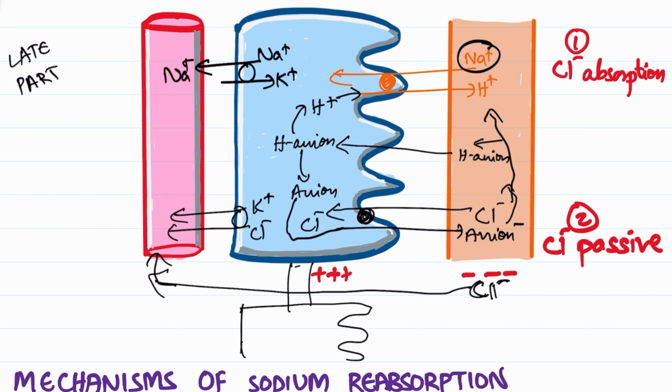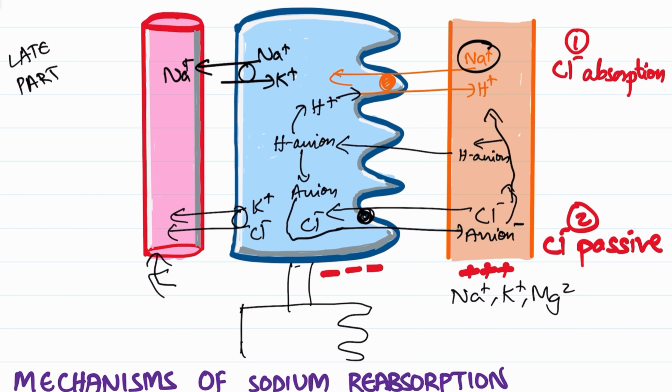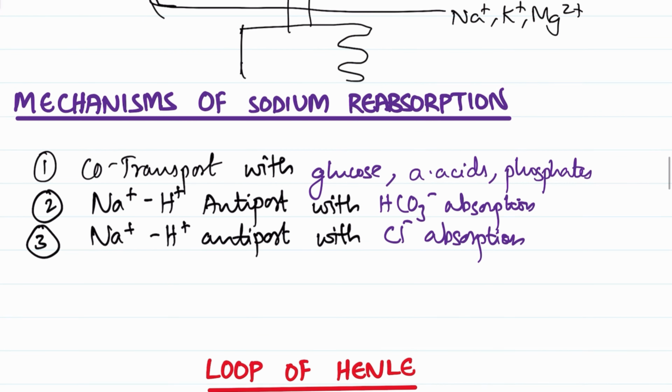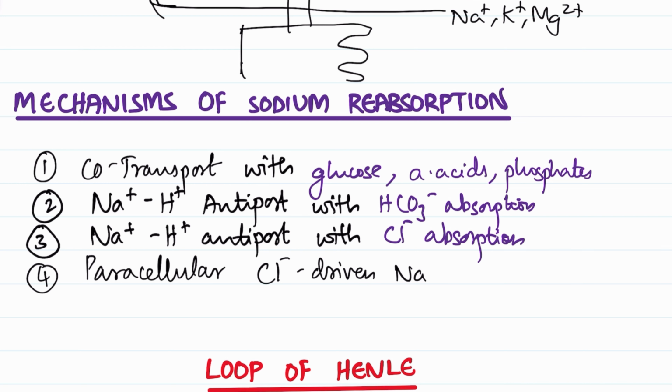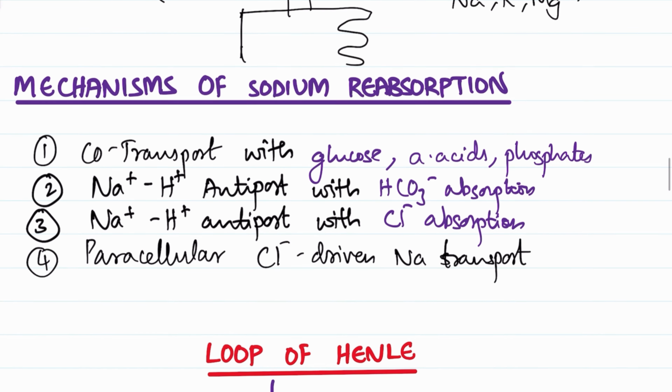as a result, when excess chloride ions diffuse, we will again have a reversal. We'll again have positive charge on the lumen and negative charge on the side of the PCT, and then what happens is that instead of the chloride, the cations will move, that is sodium, potassium, magnesium, and these cations will paracellularly, passively get absorbed into the blood vessels. So that's actually a fourth mechanism: paracellular chloride-driven sodium transport. So these are the four mechanisms of sodium reabsorption in the proximal convoluted tubule.